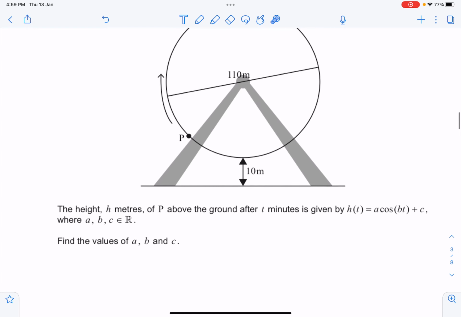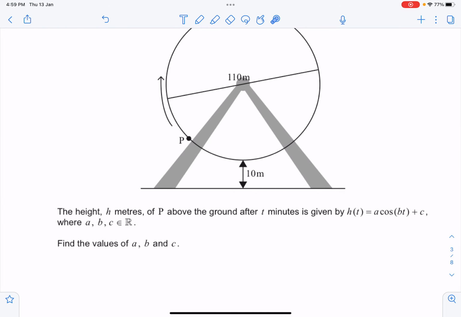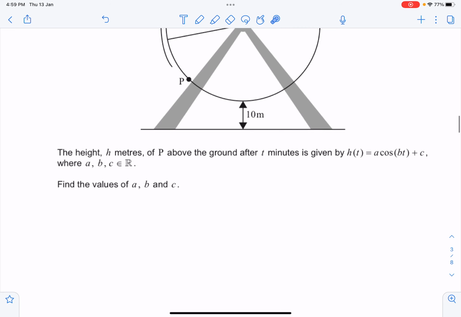the height of the chair, any chair, because there will be chairs on this wheel, and when it rotates it will go above the ground. So what will be that height is represented by h of t, and h will be the height, t will be the time. So height will be with respect to the time. Okay, now they are asking us find the values of a, b and c.